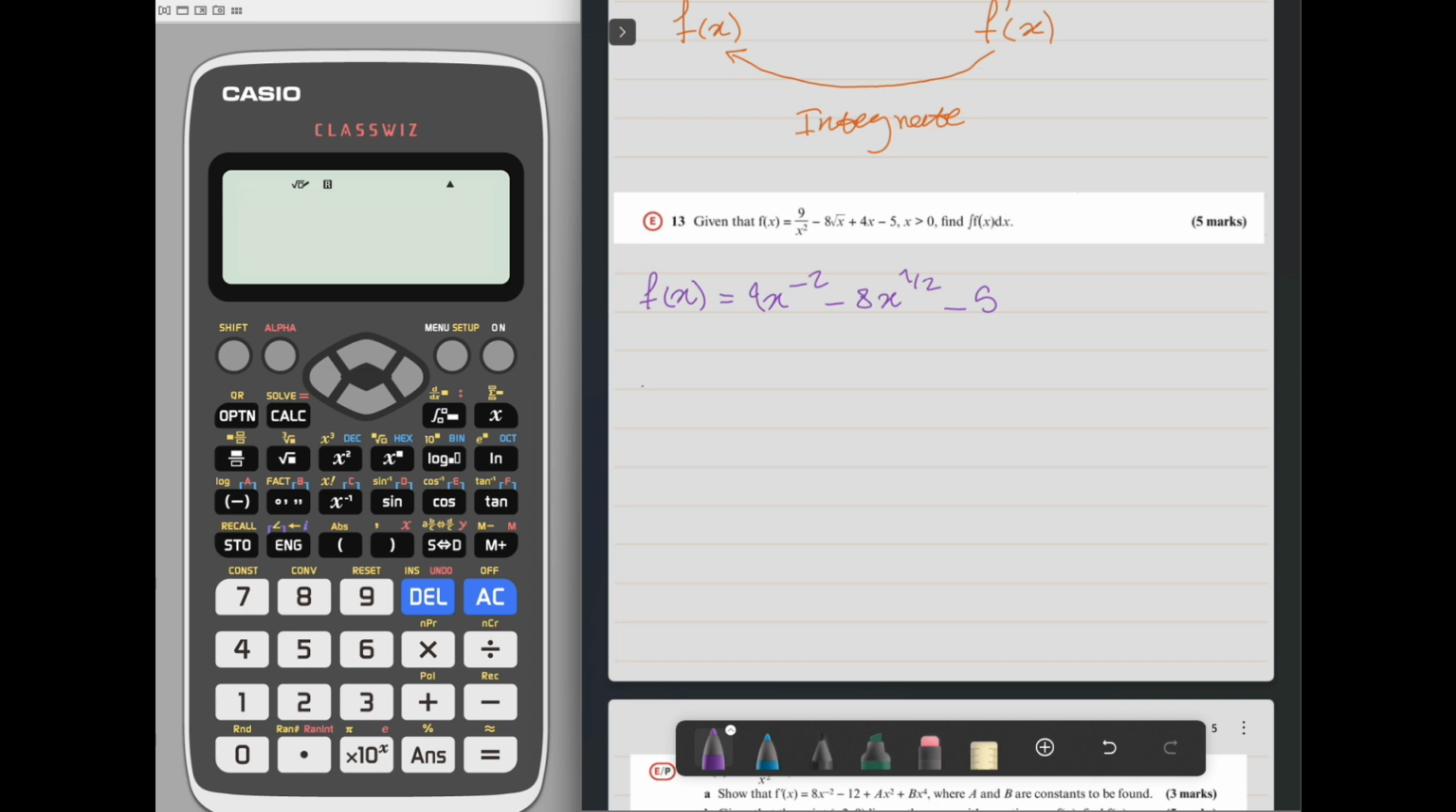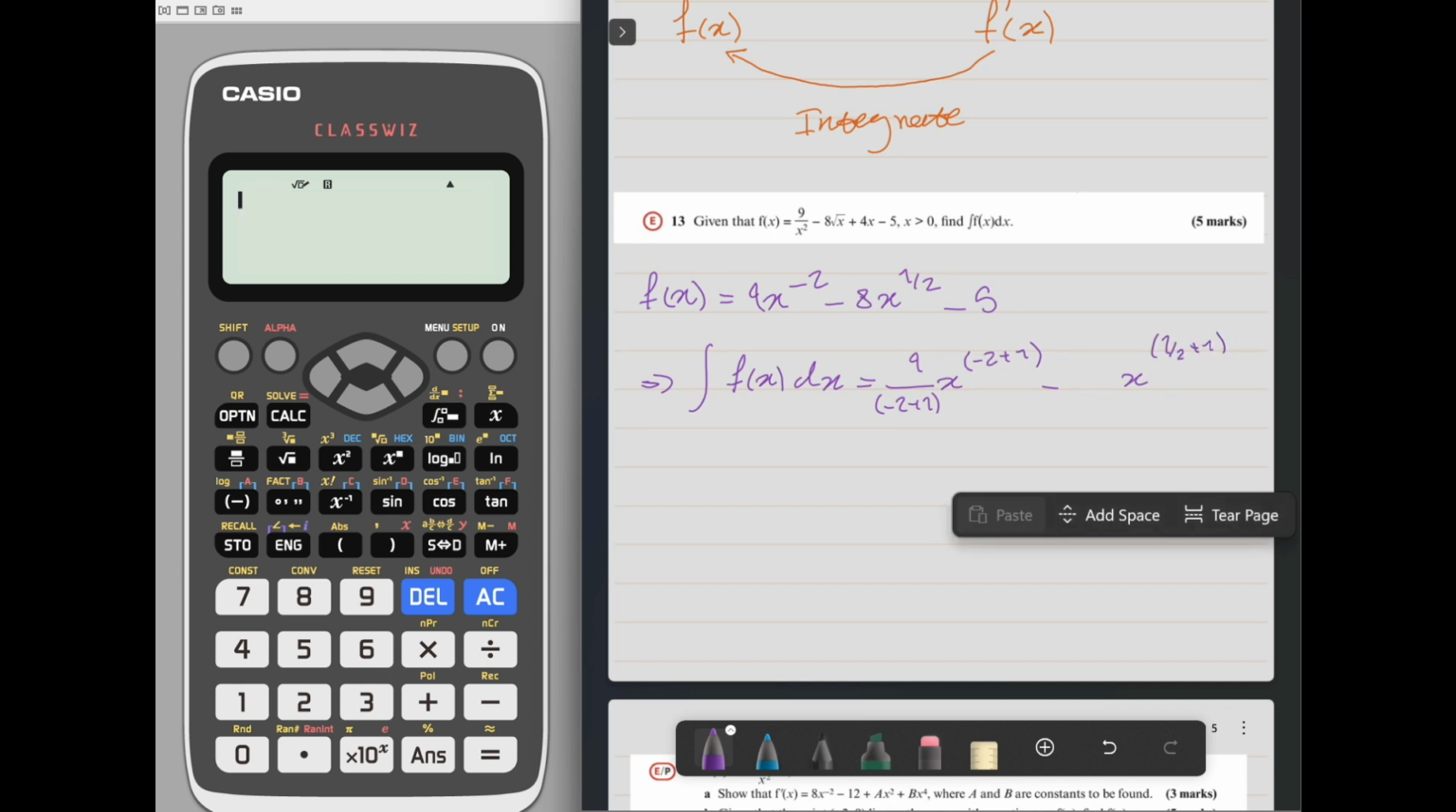So, the integration of f of x with respect to x is going to be: add 1 to the power, divide by that power. So, x to the power of minus 2 plus 1, this is going to be 9 over minus 2 plus 1, right? Minus 8 over 1 over 2 plus 1, x to the power of 1 over 2 plus 1. And in the end, x to the power of 0 plus 1 and 5 over 0 plus 1. And this is going to be my integrated function.